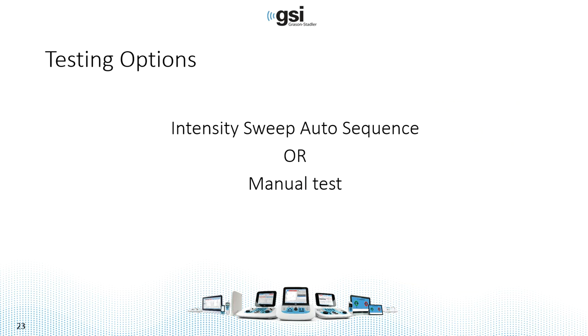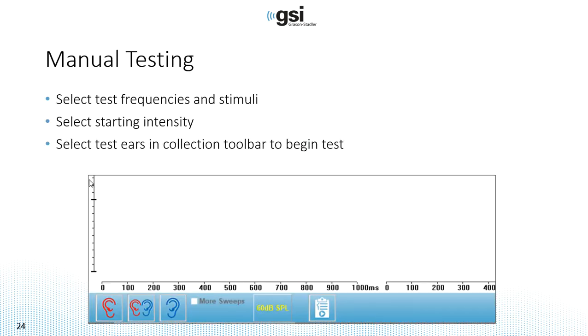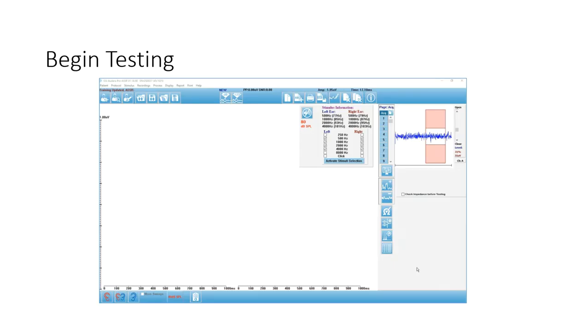So there are two options to performing the ASSR. You can select an intensity sweep auto sequence or perform the test manually. And today I'm only going to cover manual testing. I think that might be easier and allows you to be in complete control of the test situation. So you'll understand what I mean when we move forward through the testing. So for manual testing, you're simply going to select your frequencies and test stimuli, decide on a starting intensity, and then select the test ears in the collection toolbar to begin the test.